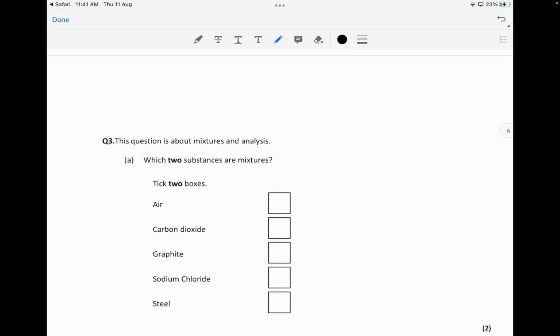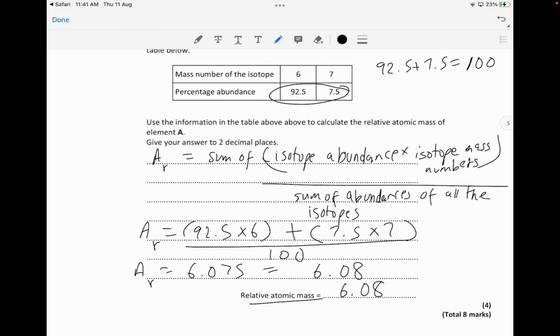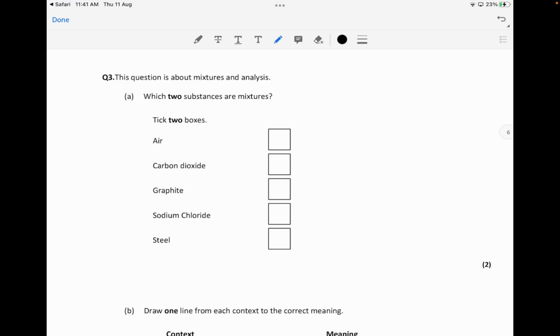Now the next question, I'm just going to show you if you want to take any notes in this case. Alright, let's move on to the next question. Now this question is about mixtures and analysis. Which two substances are mixtures? We know that air is a mixture since it contains a lot of elements in air itself, and we know that steel is a mixture as well. It's considered an alloy. Alloys are just mixtures of metal. Alright, let's move on to the next question.